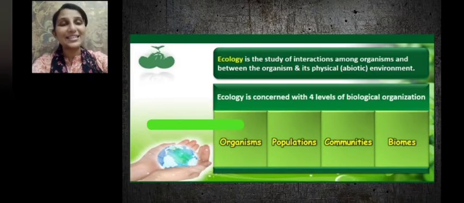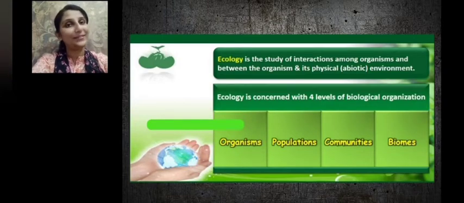Ecology is concerned with four levels of biological organization. We have to study ecology in four levels. Which are the four levels? Organisms, populations, communities, and biomes.